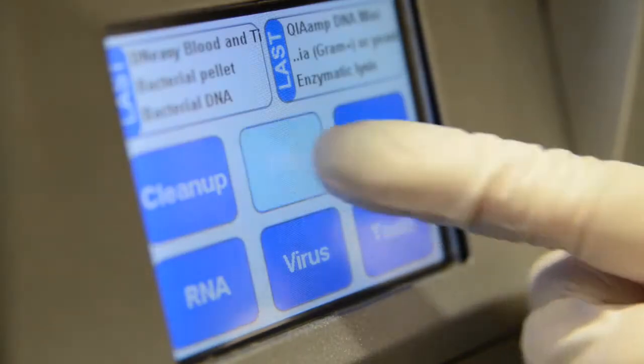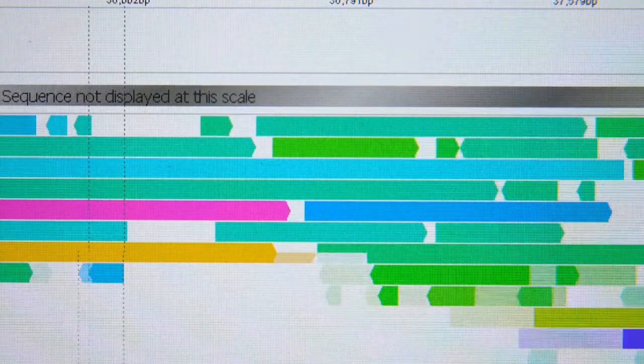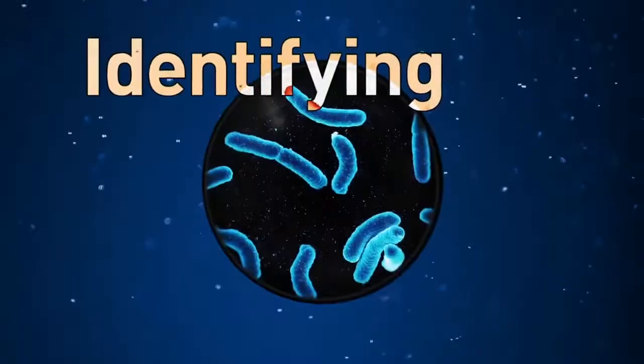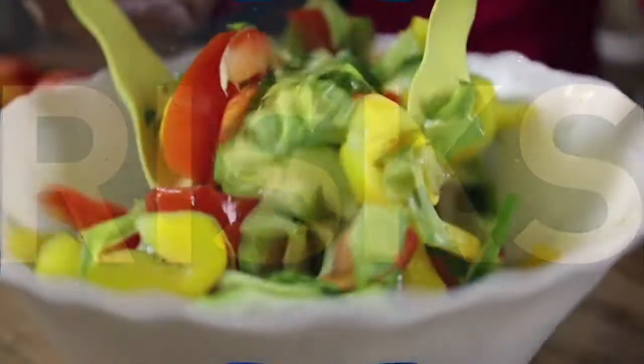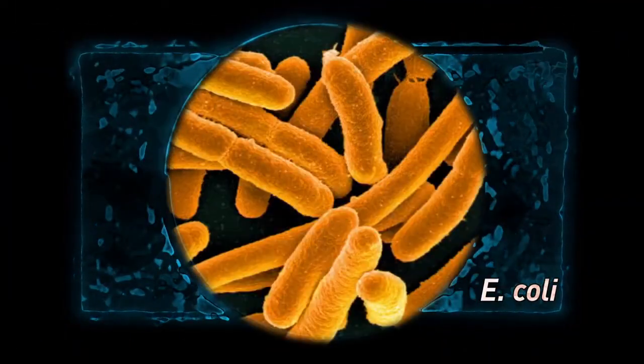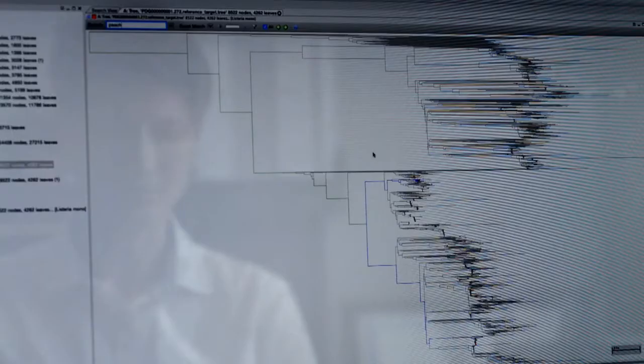Using a technology called whole genome sequencing, we can determine the DNA sequences of bacteria and other pathogens and identify the genes they have. This information is invaluable for identifying, differentiating, and understanding the risks associated with food-borne bacteria like Salmonella, E. coli, and Listeria. In fact, there is much we can learn from knowing the whole genome sequences of these bacteria.